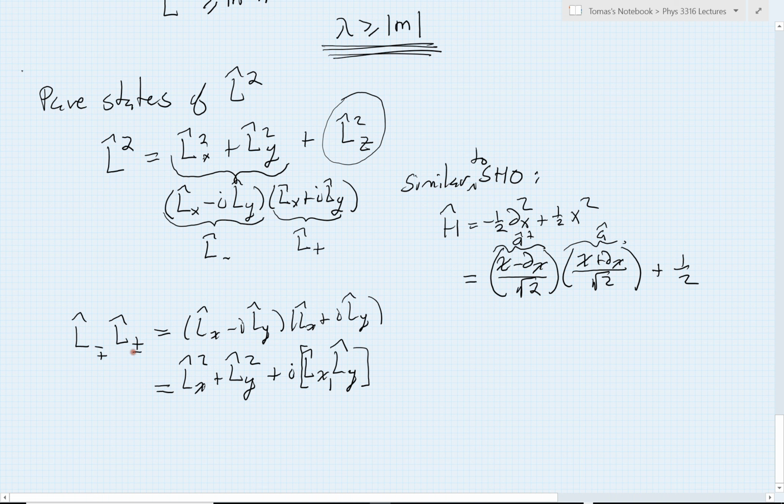I could have done it in that order, which would have made this one a plus and this one a minus. And if I had done that, I again get Lx times Lx is Lx squared. Very nice. Now I would get plus i Ly times minus i Ly. Once again, Ly times Ly gives me Ly squared, as I had, but then the plus i times the minus i once again gives me a plus sign. So this term worked out as well.